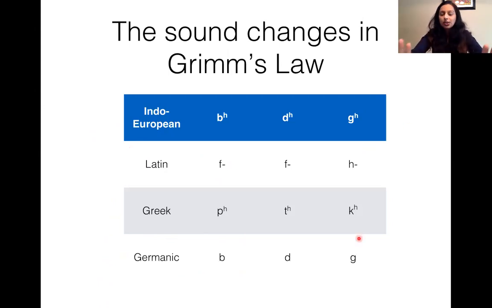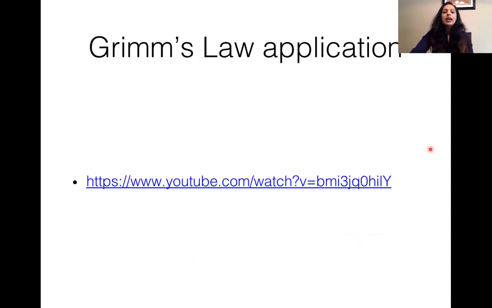Again, I'm just trying to drive home the point, because I know that this is not easy when you first see it, but when you start looking at the smaller pieces and you have an example in mind, it's going to be a lot clearer to you. So Indo-European p becomes Latin p, becomes Greek p, becomes Germanic p, etc. Okay. And here is a great Grimm's law application.